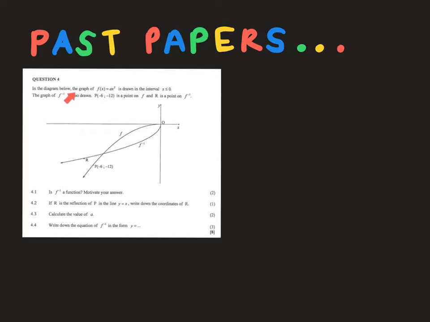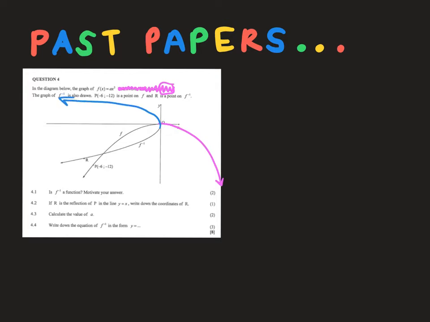All right, so it says, in the diagram below, the graph of f of x is equal to ax squared is drawn in the interval x is less than or equal to 0. I just want to pause there quickly, because I know some of you are seeing that inequality and going, what? So I'm going to take that away for now, and I'm going to draw that parabola as if it was all there. So that would be the other arm of the parabola, and its inverse function would look like this.